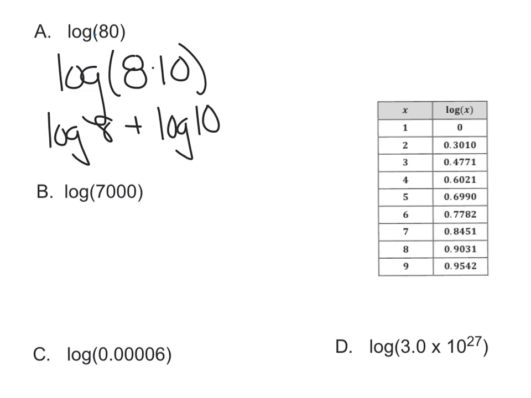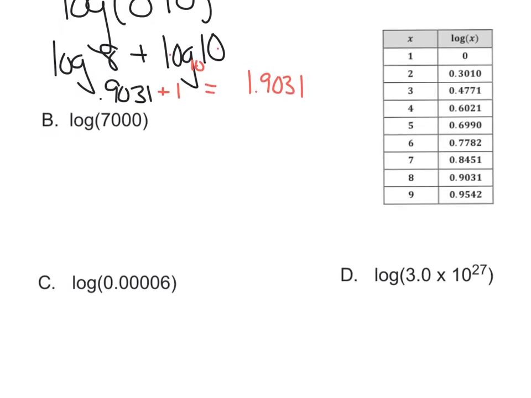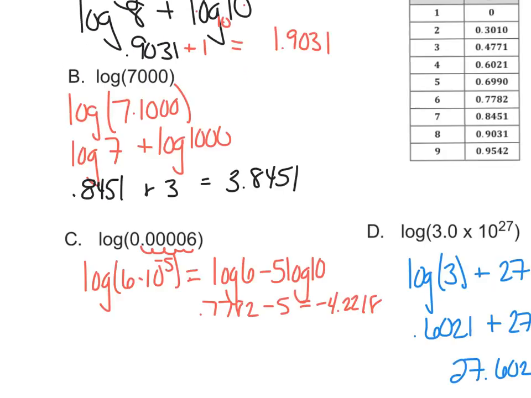I'm just going to read log of 8 from my table, which says 0.9031. Log of 10, remember, means what power of 10 is 10? That's 10 to the first. So I get 1.9031. Okay, so I'm going to pause it. Don't cheat yourself. Rewrite each of these and use that table to figure it out. Good luck. Turn it back on when you're ready to compare answers.